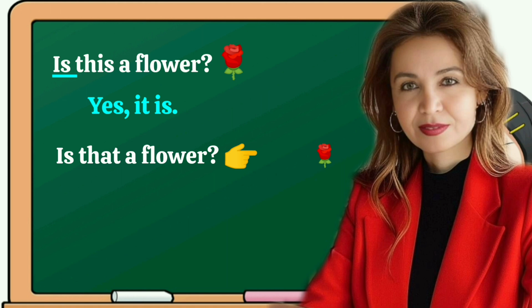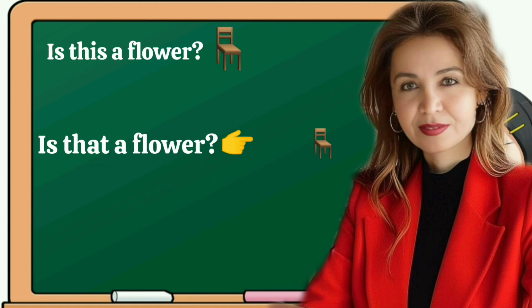Now can you see the flower is far away. So what will be the question now? Again we have to put the be verb at the beginning. Is that a flower? And the answer will be yes, it is.